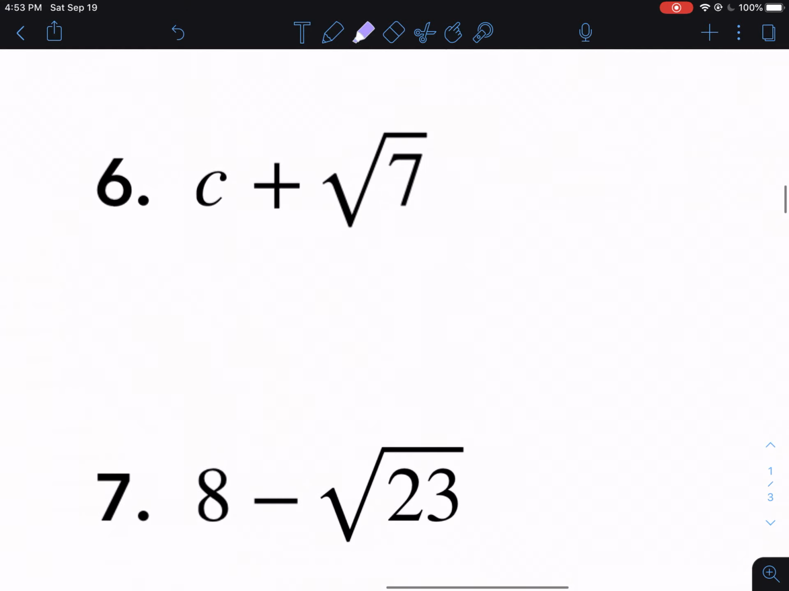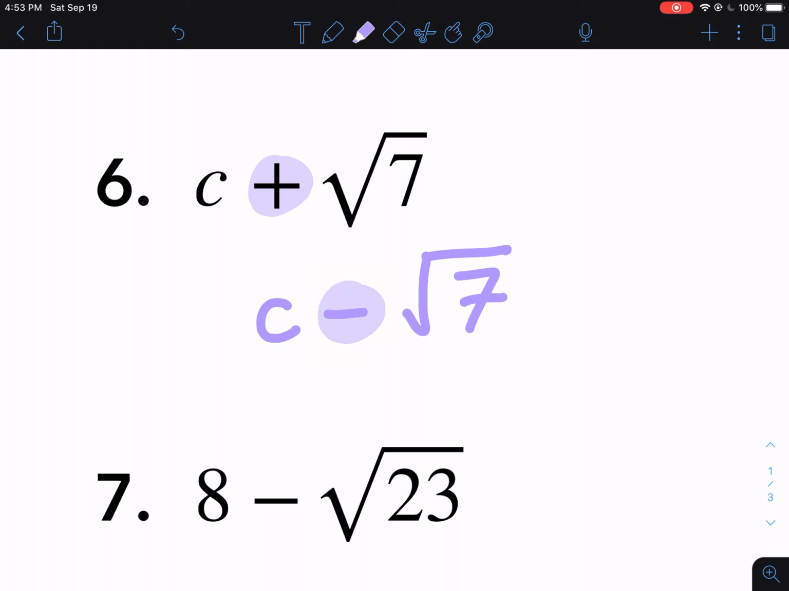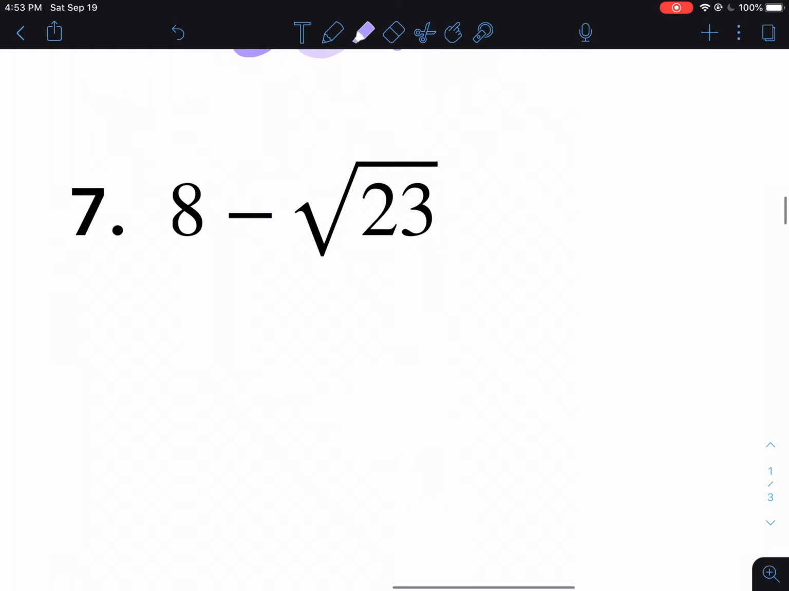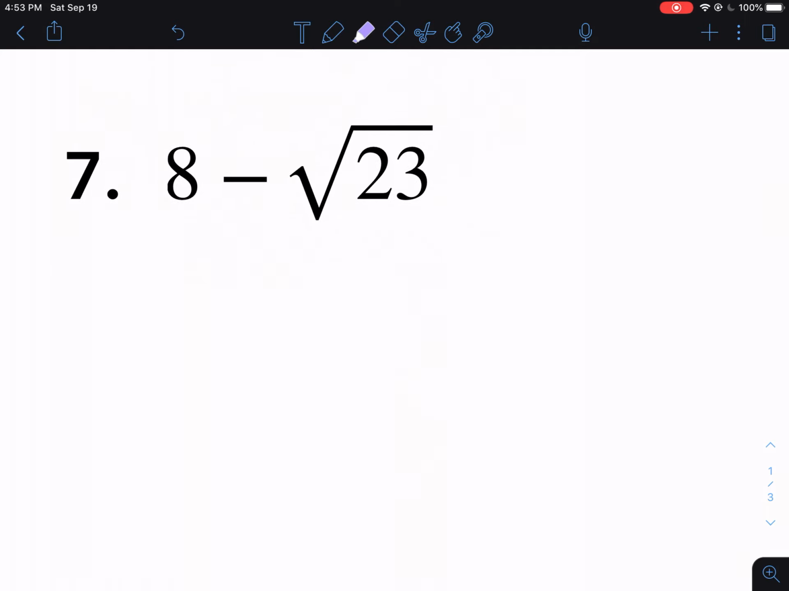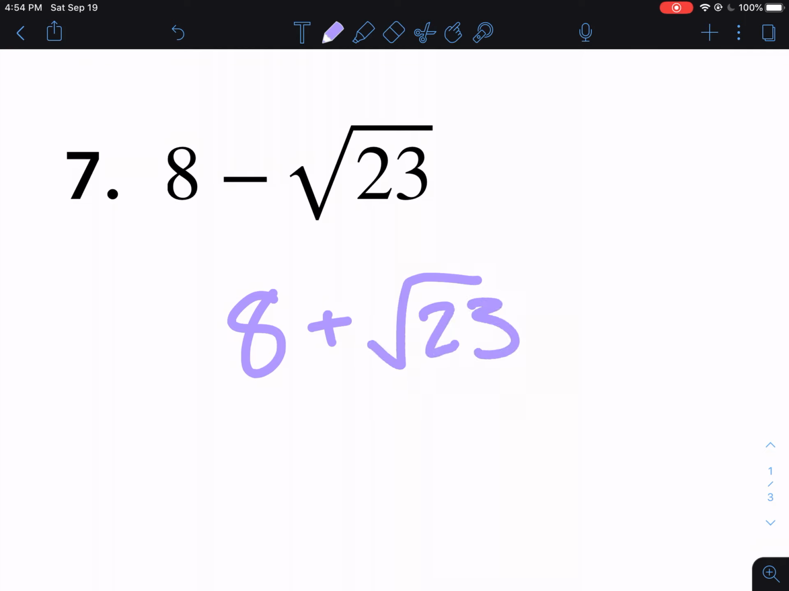What do you think is the conjugate of c plus the square root of 7? That would be c minus the square root of 7, because we took that plus and we switched it to a minus. And then finally, what is the conjugate of 8 minus rad 23? It's 8 plus the square root of 23, because we took the sign and flipped it.